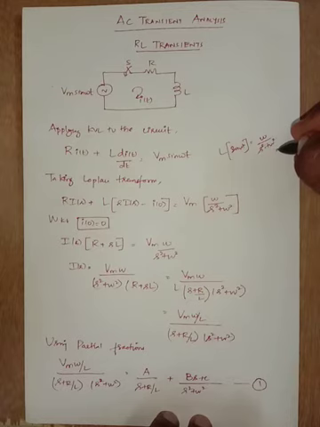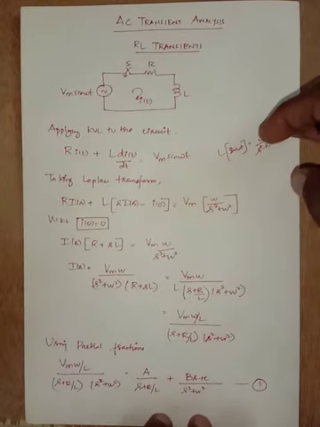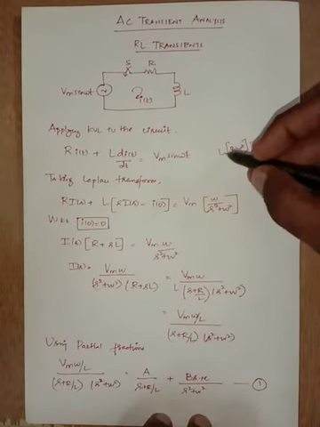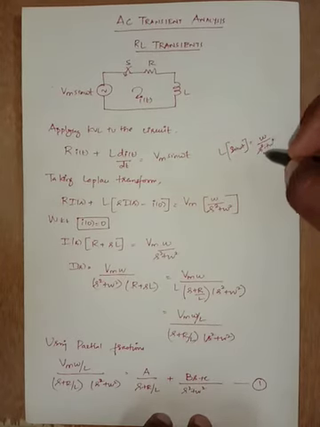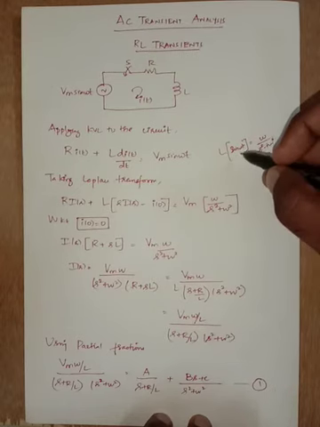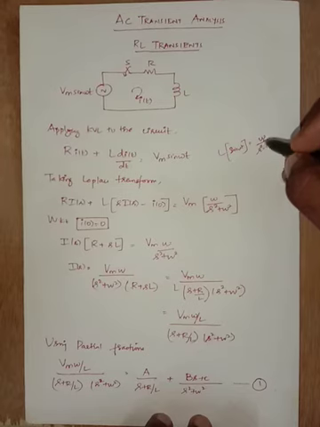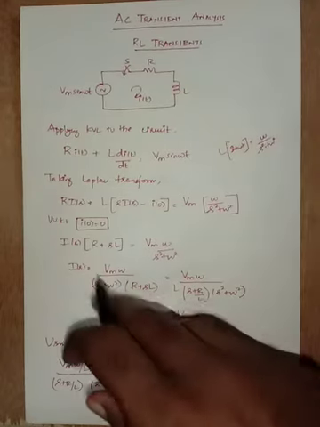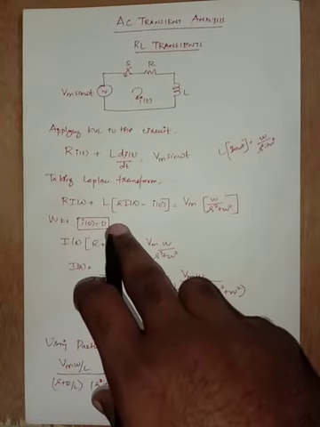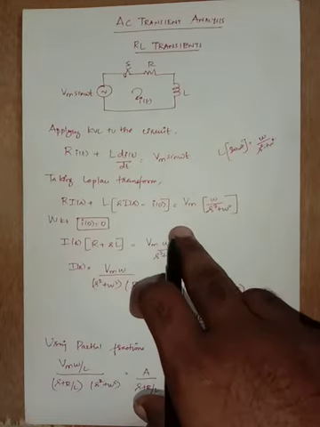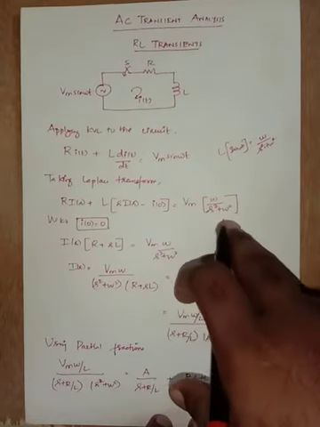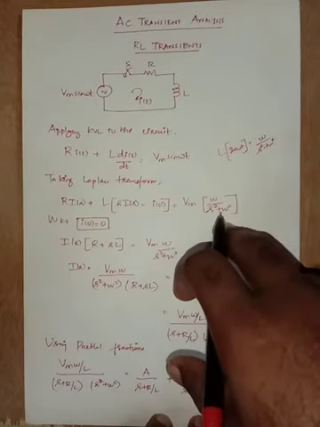That's what we would have seen in the initial class when I gave the formula for Laplace transform of sine and cos. So the Laplace transform of sine bt is b divided by s square plus b square. Similarly, in place of b we have omega, so the Laplace transform of sine omega t is omega divided by s square plus omega square. So R into I of s plus L into s I of s minus I of 0 is equal to Vm into omega divided by s square plus omega square.